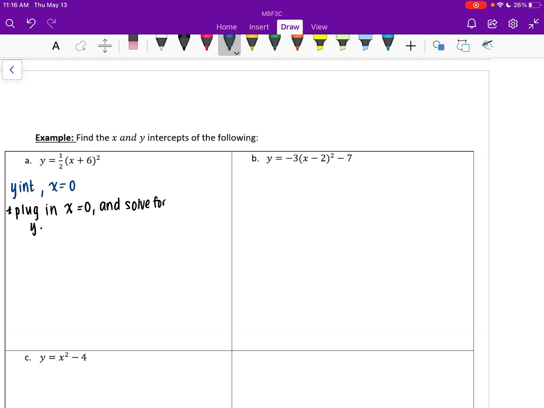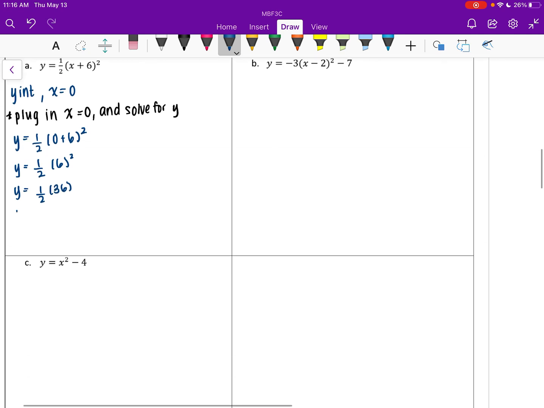Okay, so let's do that. So we have y equals 1/2 times 0 plus 6, squared, right? And lucky for us, we can just go ahead and do that. 0 plus 6 is just 6. Y equals half times 6 squared, which is 36, right? Always do the squared first, and then let's do our half. 1/2 times 36 is 18. So I know y is equal to 18, right?